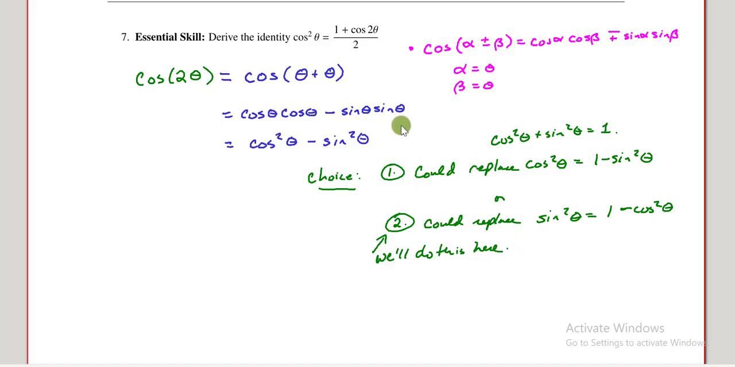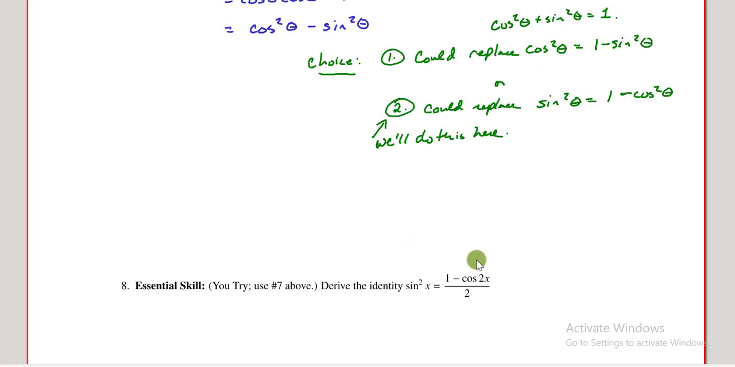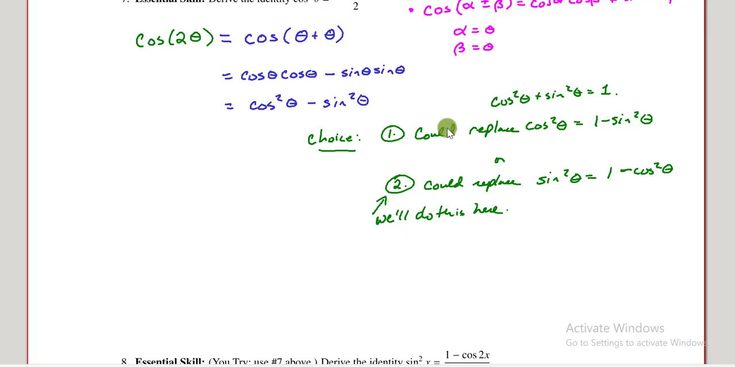When I ask you down below, I'm going to ask you to do the same thing, but you're going to derive the double angle identity for sine squared. This is where you're going to change tack. When you get down to this point in your problem, you'll do this in number 8.